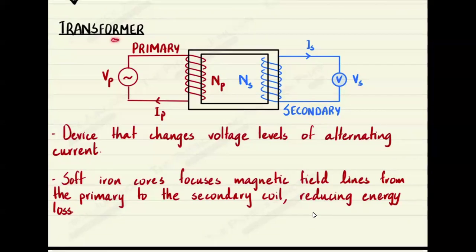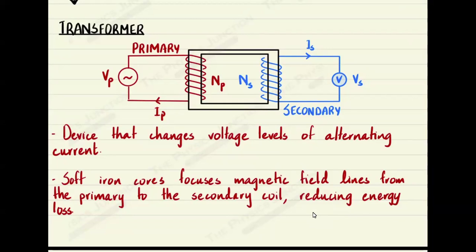So what is a transformer really? For example, all of you may have seen PMTs, which are pole mounted transformers. This is just a device that changes the voltage levels of alternating voltage or alternating current. So if you give it one voltage, it can give you another voltage. For example, if you give it 220 volts, it could probably give you 10 volts or the other way around.